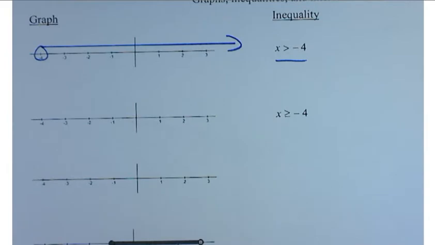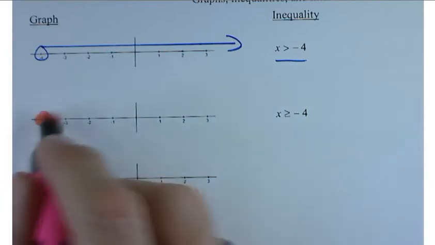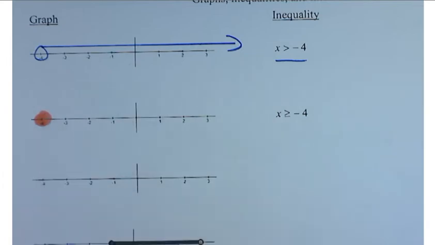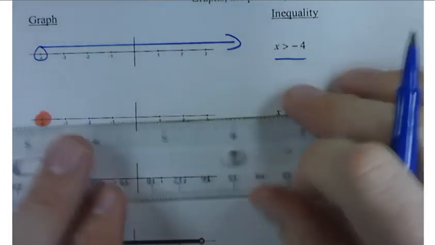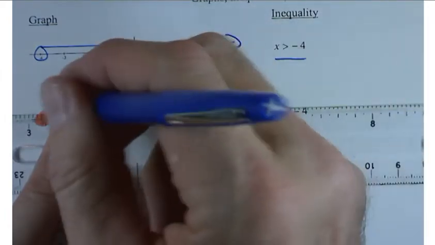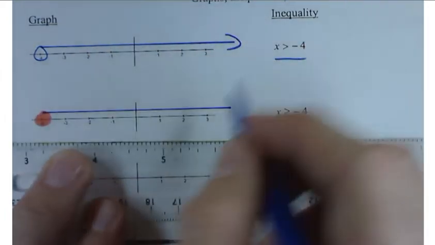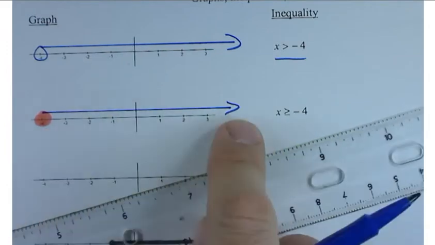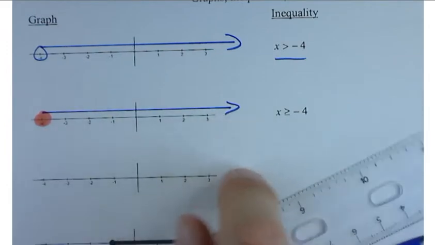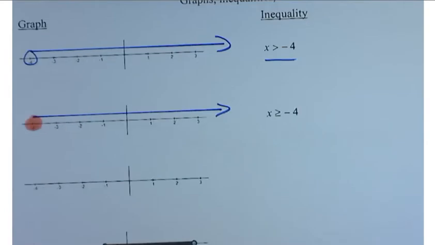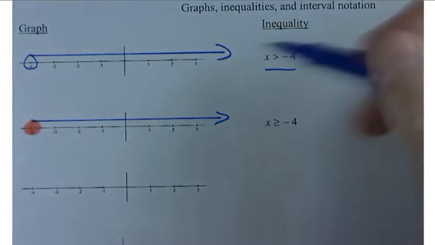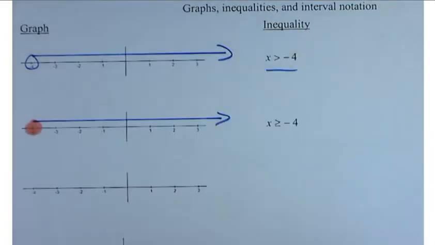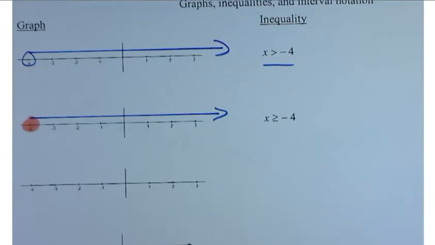Now, how about the one below that? What's the difference there? Yeah, we've got a greater than or equal to. So in this case, we're going to put a solid dot on -4, and then again an arrow running to the right. Now that arrow running to the right means we're going to include all the points to the right of -4. But we're also including -4 as well. So that's the big difference in these two here. The circle means you're not including it. Solid dot means you are including it.